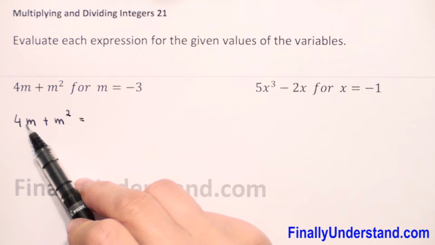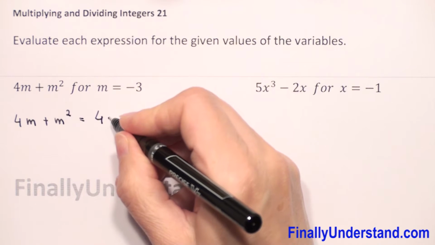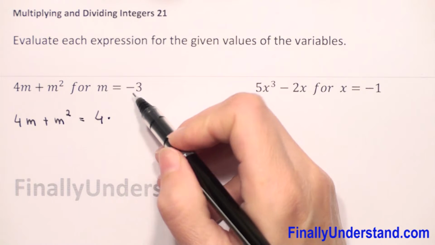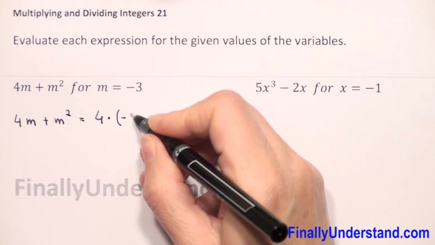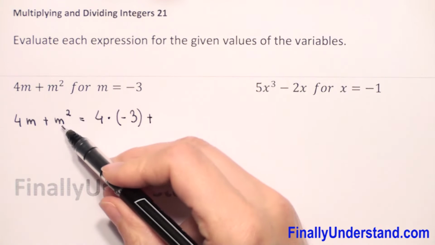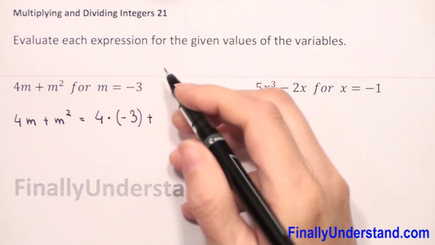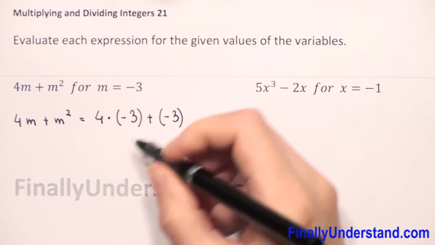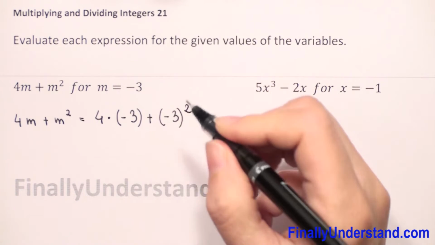We have 4. When we don't have any sign, it means multiplication. So we have 4 times m. We substitute by -3, so we have to put this -3 in parentheses, plus, and now m, again, we substitute by -3, and we have the second power.